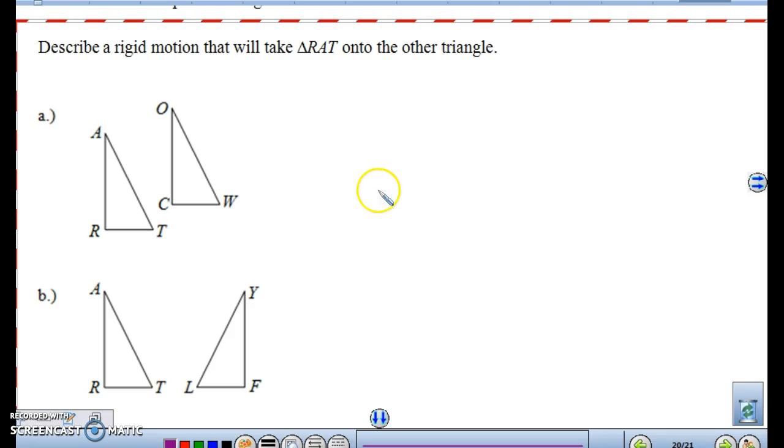Well, it's going to be a translation. So we have to know how far to translate. We want to go over this far and up that far to get over there, so each point is in the same place. Why don't we translate along the vector RC? Here's RC right here. If I connect R to C, let's do it in a different color.